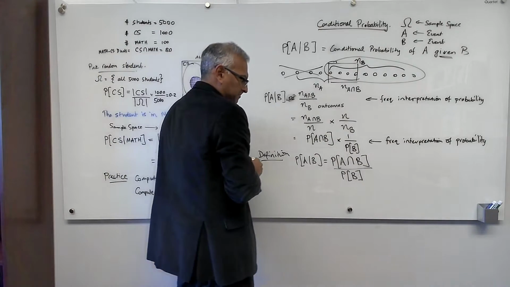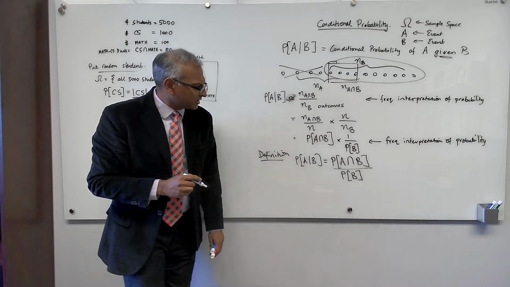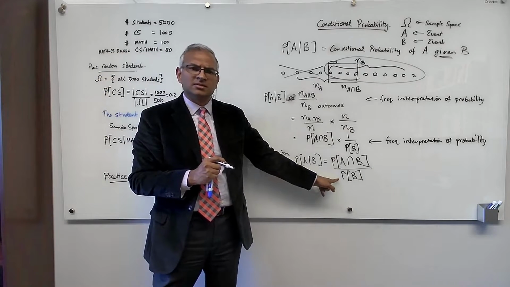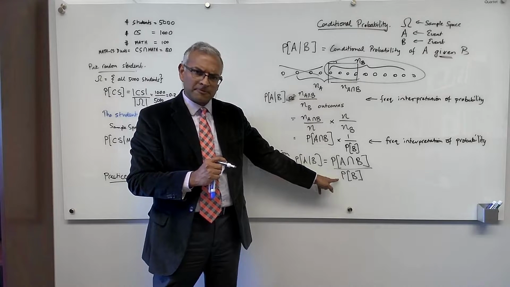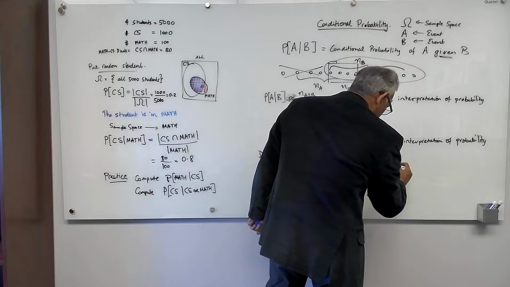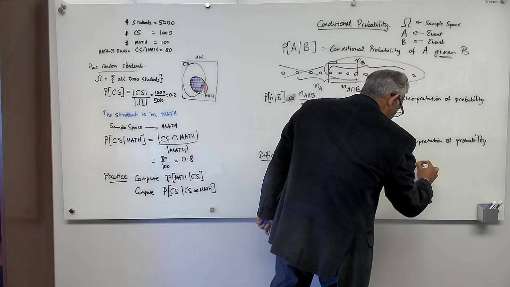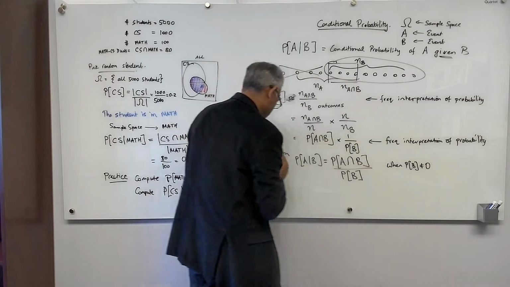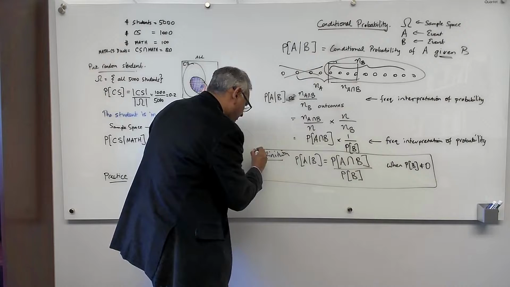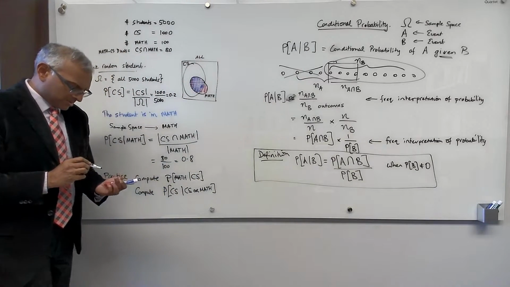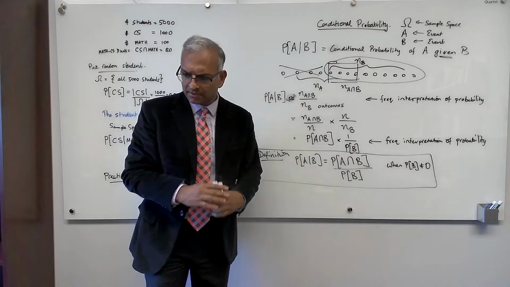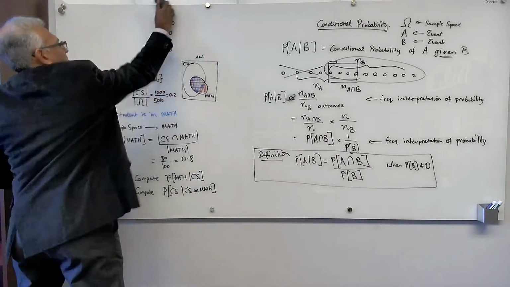Okay. Definition. Now, you might look at this and say, this only makes sense if the probability of B is not equal to 0. Okay. And that is the case. So this assumes that the probability of B is not equal to 0. So this is a definition of the conditional probability. Okay, now we're going to do several examples. So erase, come back and do some examples.